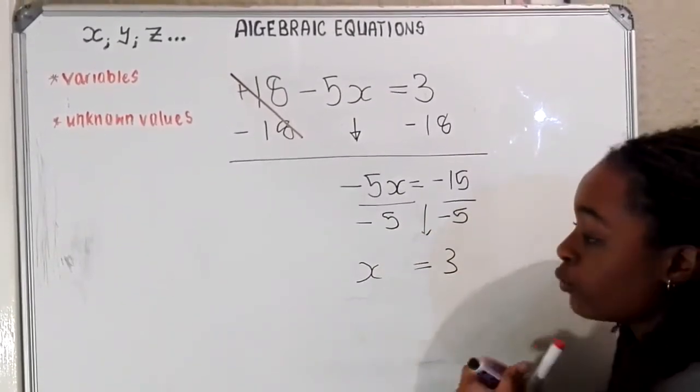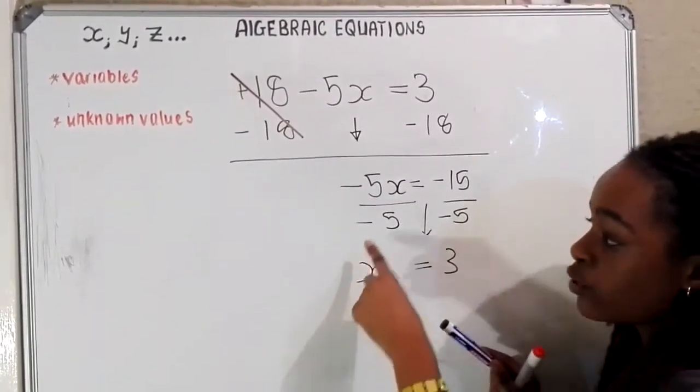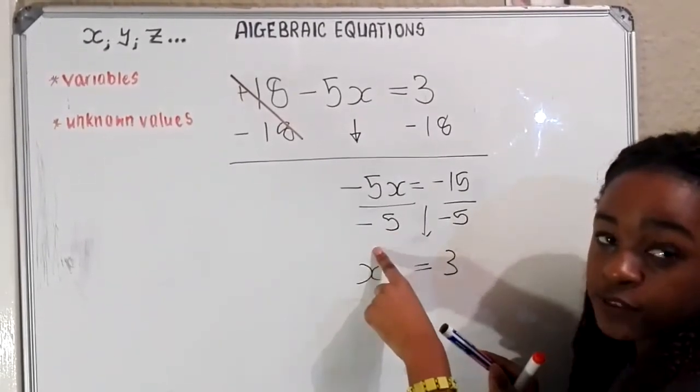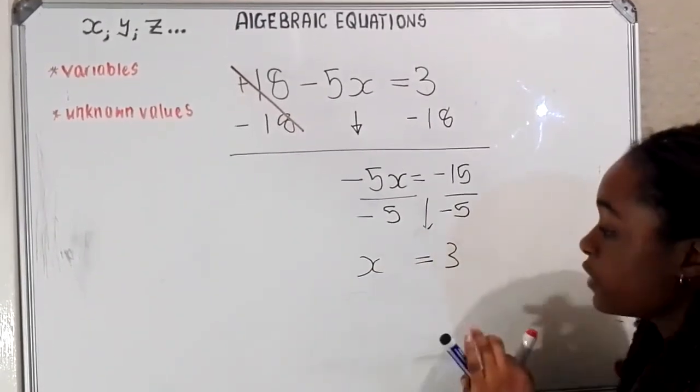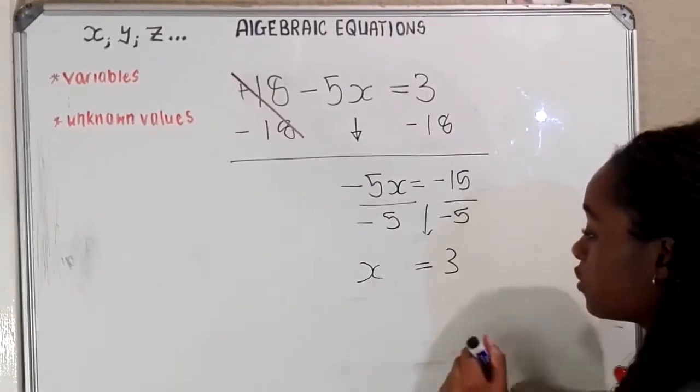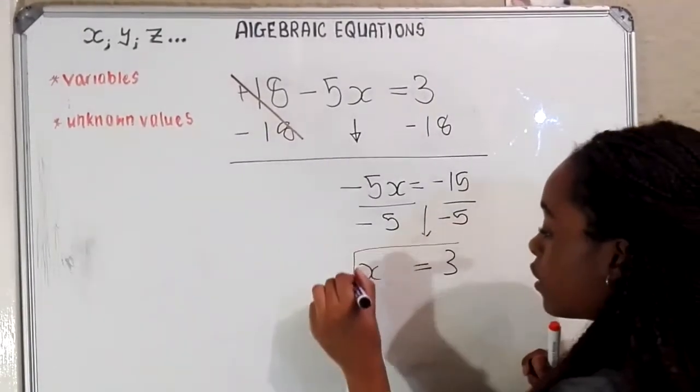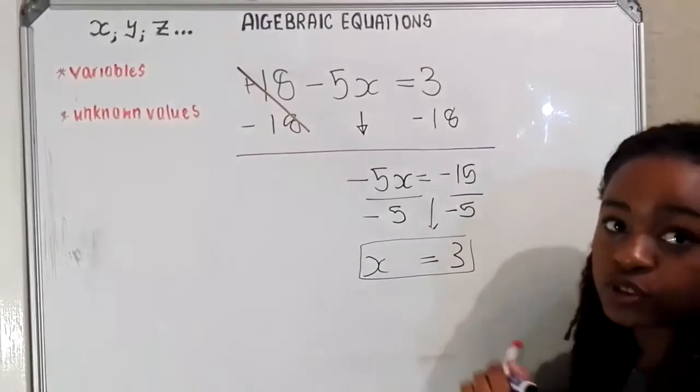In algebra, we don't want a negative x. So instead, I divide by negative 5 so that I don't have any negatives. But this is the final answer of the equation. This is the value of x, which is 3.